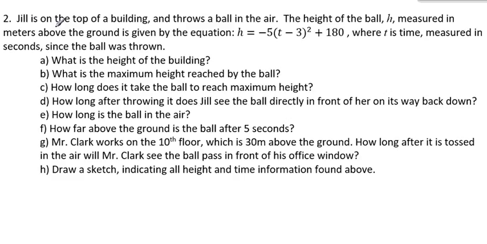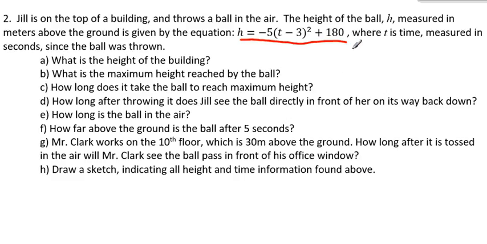It says, Jill is on the top of a building and throws a ball in the air. The height of the ball above the ground is given by this equation, where h is height and t is time in seconds. So before I look at these, I just want to get a quick idea about what's happening.